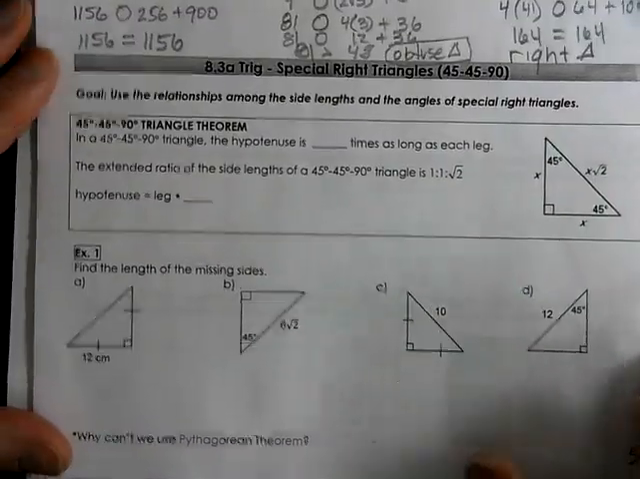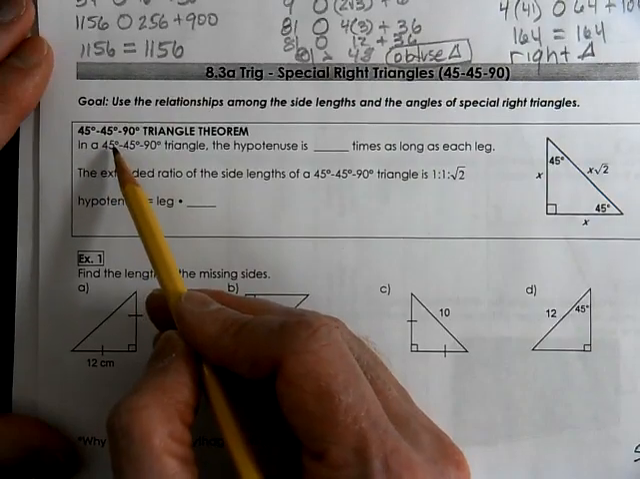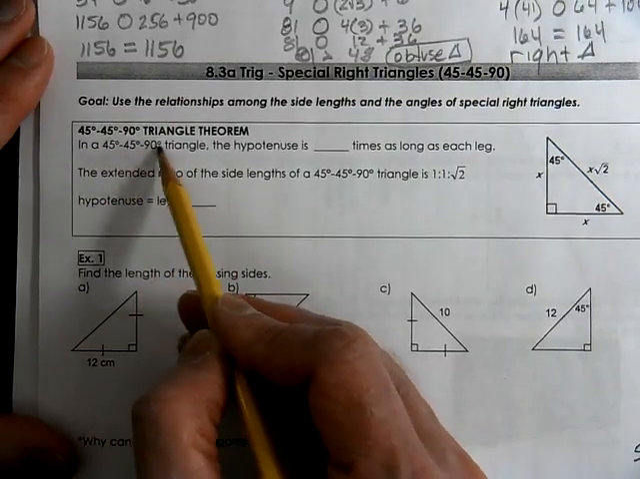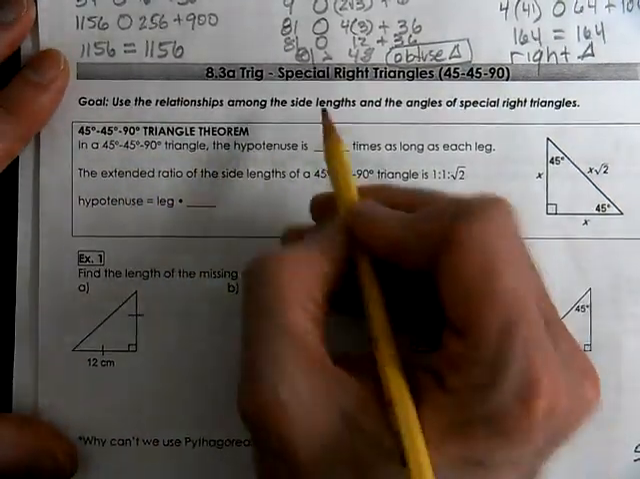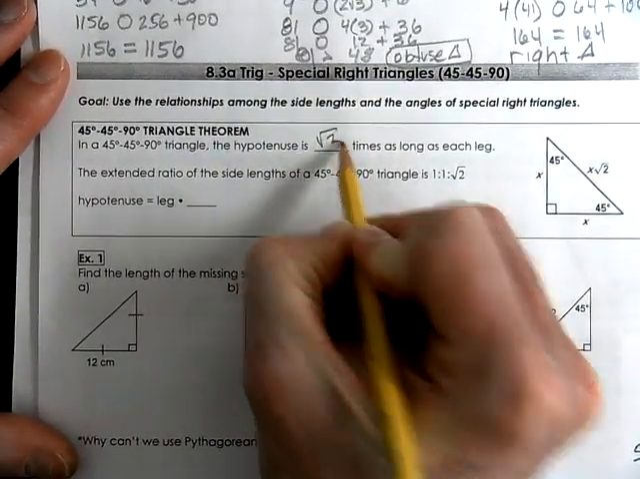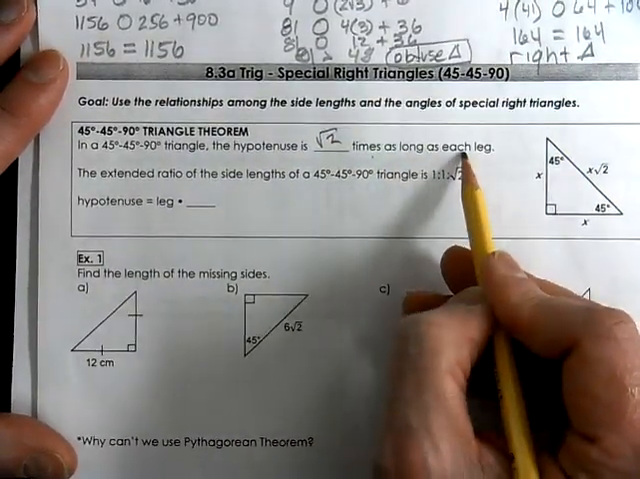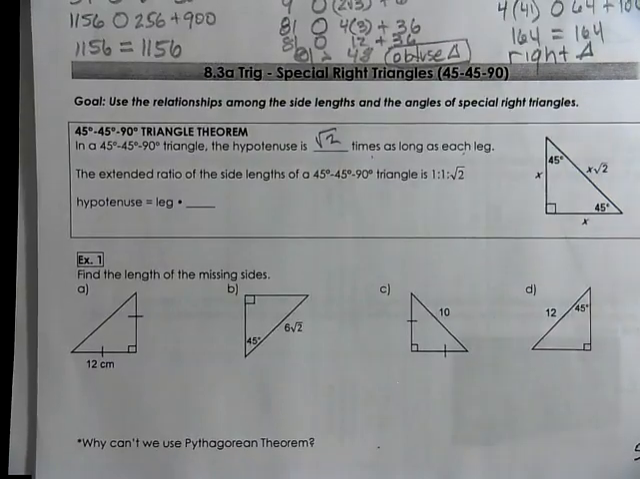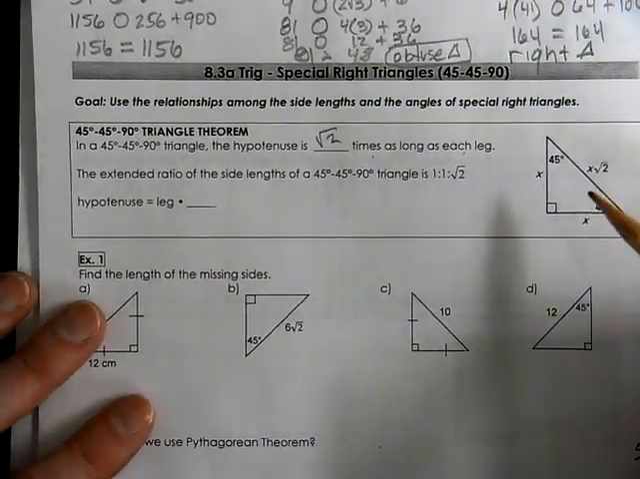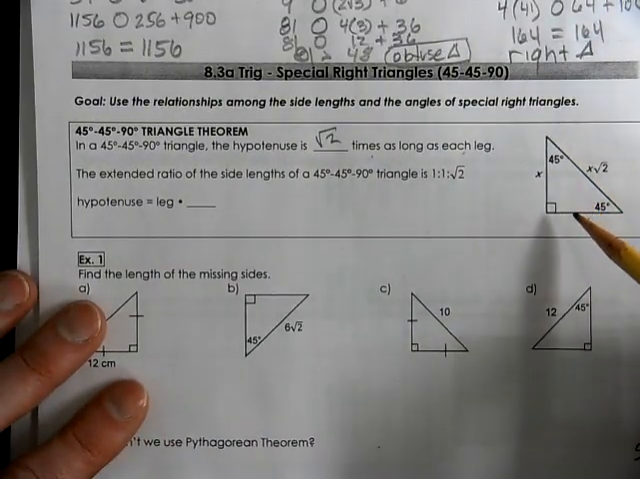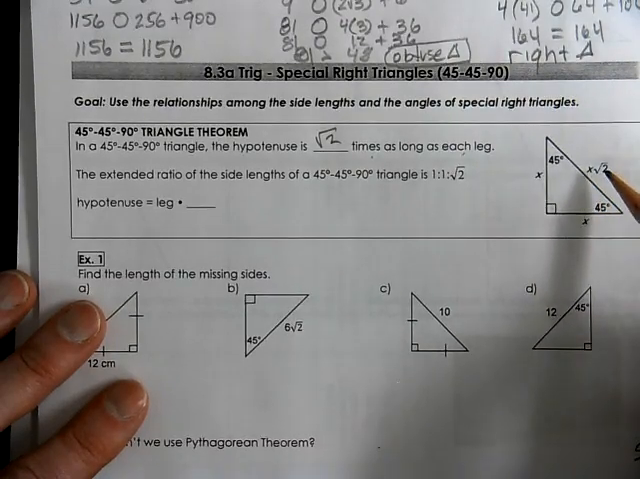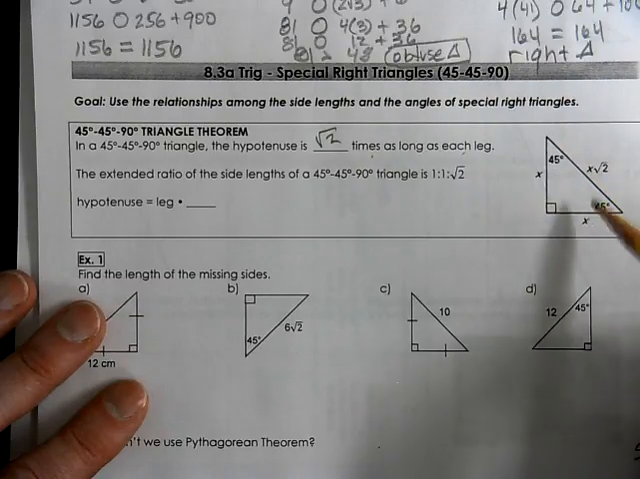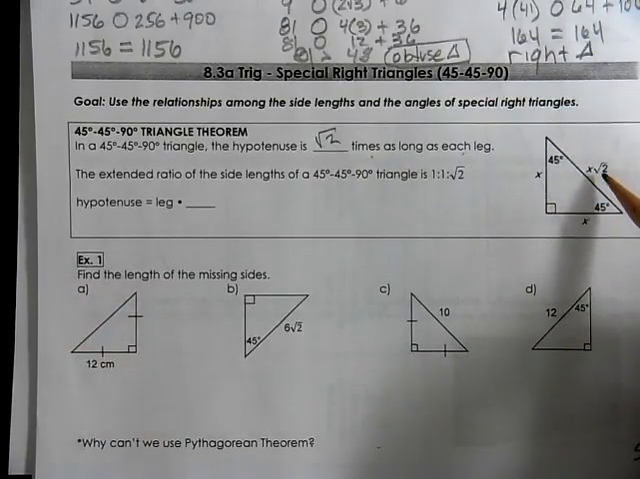So we're going to come down here and we're going to say that as long as we have a 45, 45, 90 triangle, the hypotenuse is root 2 times each leg. So here it is. x and x in a 45, 45, 90 triangle will have a hypotenuse that is that value times root 2.